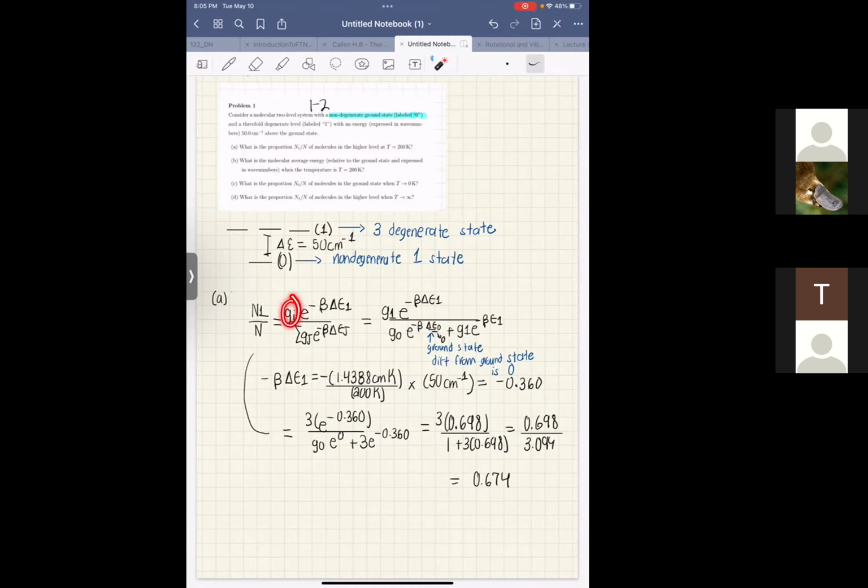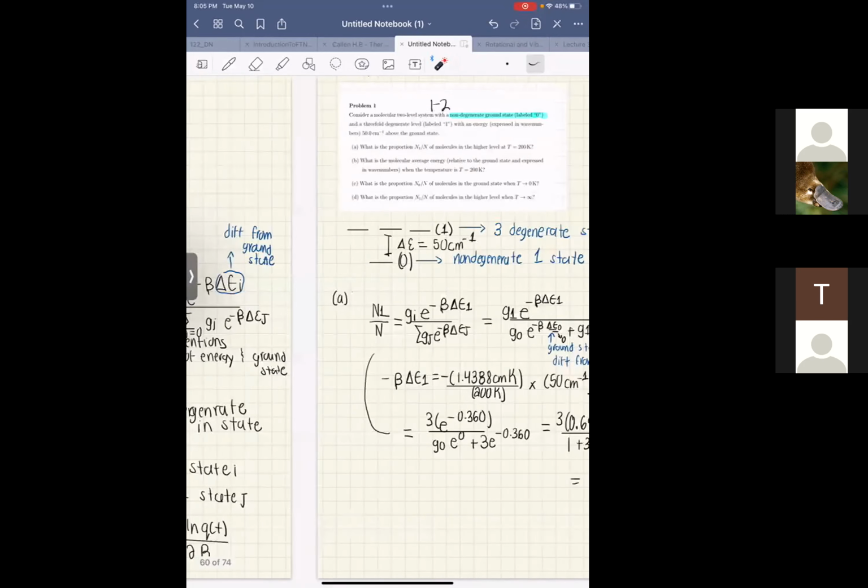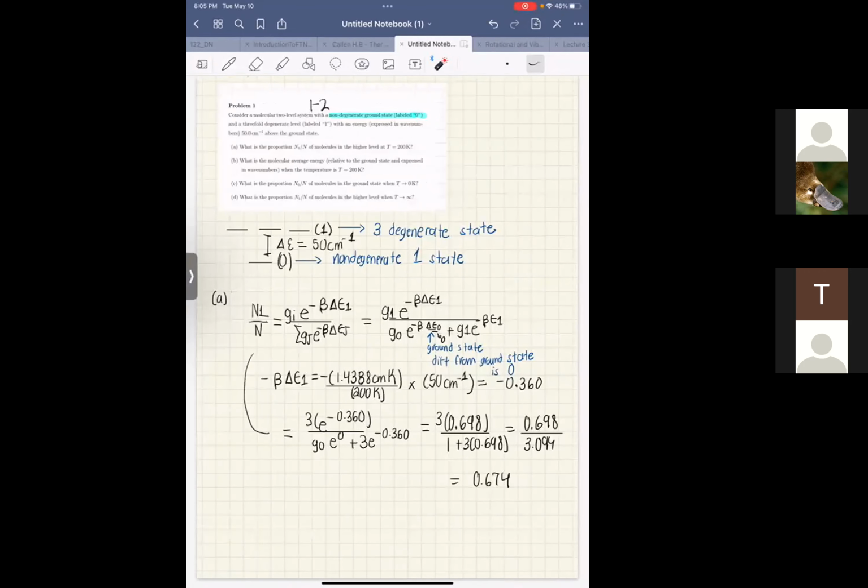So g of 1 times e to this, because it's relative to the ground state, we have to use a difference in energy from the ground state. And we know it's g of 1 and then this here. So then we just plug in. We solve this separately in the exponent. And we found that this is that constant that we talked about over the temperature, which is given to us, 200 Kelvin, times the energy relative to the ground state, which is 50 centimeters to the -1, which is equal to this value. And we put that in the exponent. And this is also the sum of all the states.